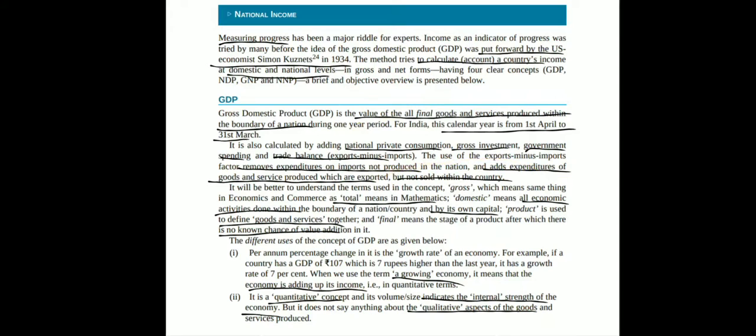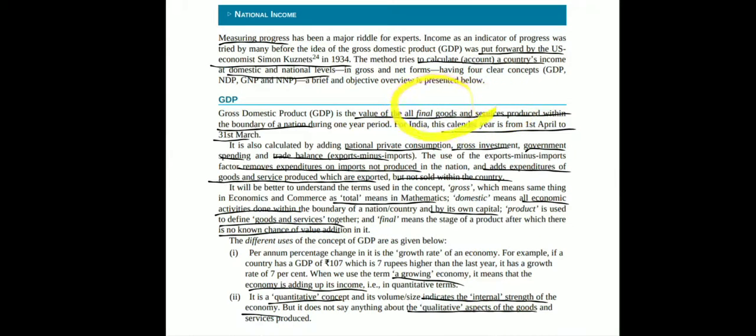So let's look into the concepts that we were talking about here. See, when we talk about gross, you can completely equate it with total in mathematics. The word total, you can equate with the word gross in economics. Next we have domestic. Domestic means that the activities are done within the boundary of a nation and also by its own capital. Then the product is used to define the goods and services together.